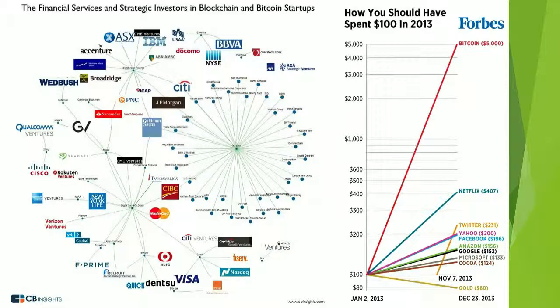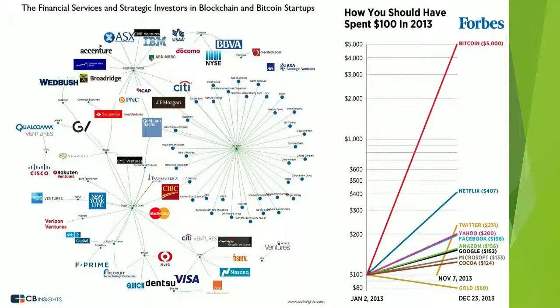Starting things off, why is this topic important? According to Forbes, as of June 6th of this year, the collective market capitalization of all digital currencies crossed over $100 billion for the first time. I put two graphs here for you too. On the left side is a great picture of the landscape: the financial services and strategic investors within blockchain and Bitcoin startups. These are the ones who are investing in this space.